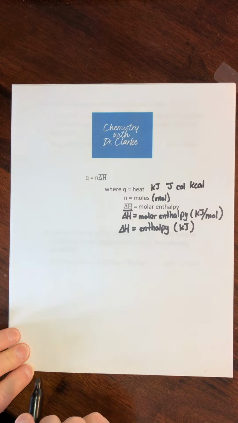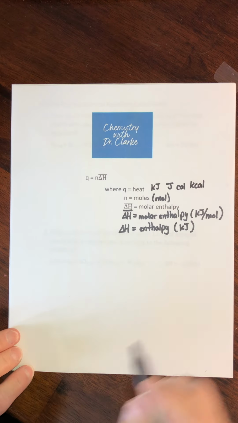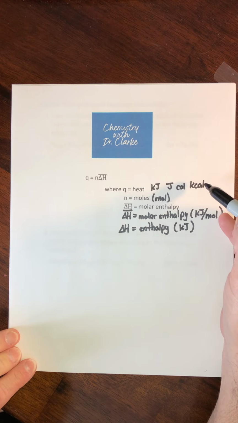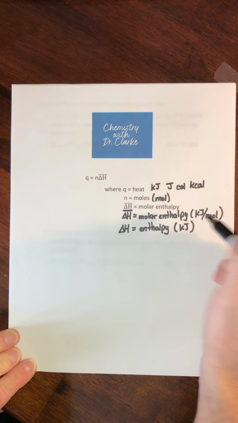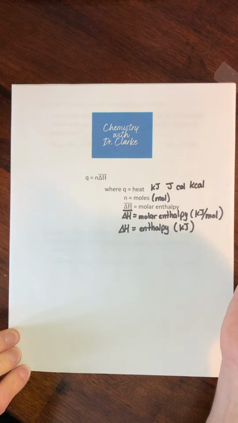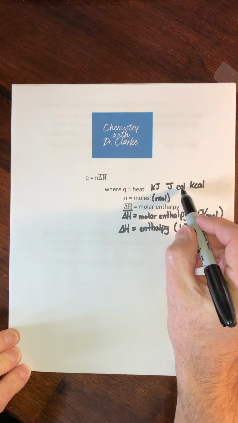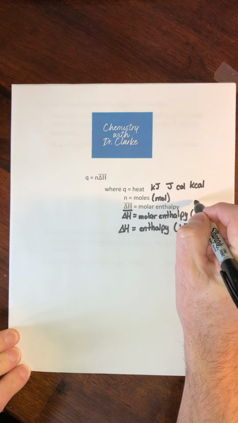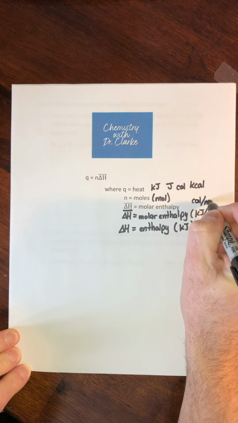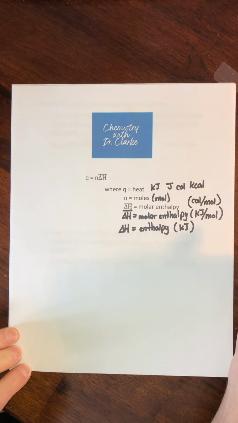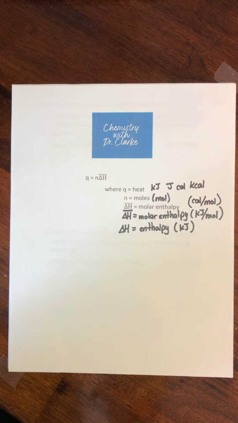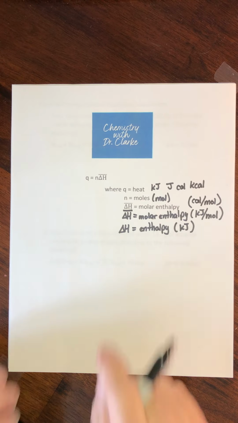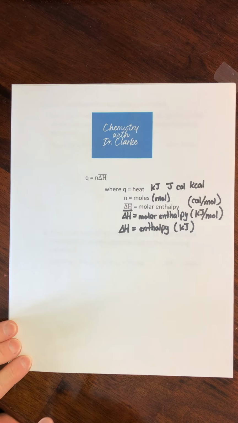There's a whole variety. The main key here is to have the units match. So if you're going to do heat in kilojoules, then you do your molar enthalpy in kilojoules. But if you've decided that you're going to do your heat in calories, then your molar heat would just be in calories per mole, right? Your units have to be consistent. Whatever you've decided to go with in your heat, it also should show up in your molar enthalpy. Okay, so this is the equation we're going to use.